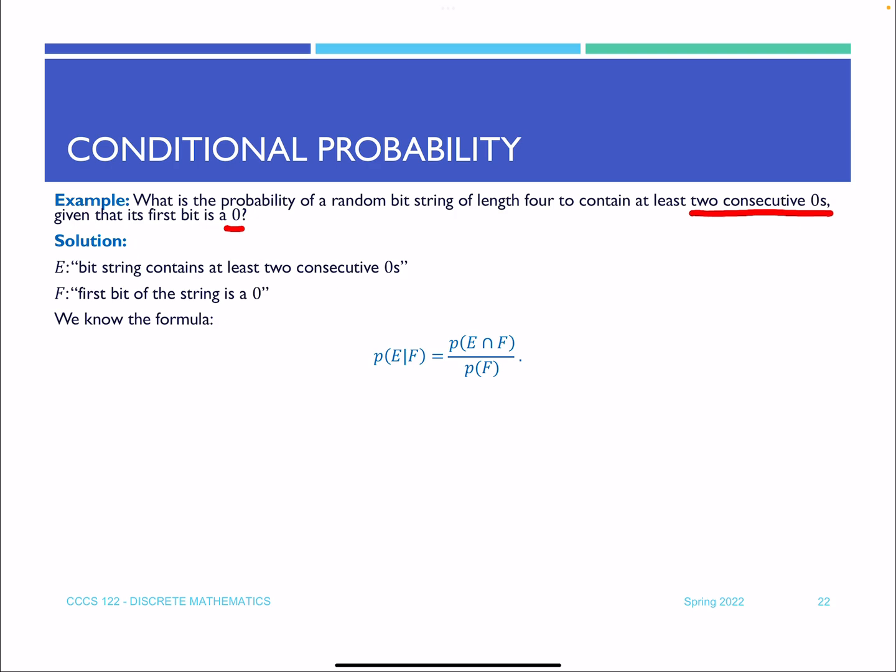That helps us understand what we need. First, let's understand which outcomes are in this intersection event. The intersection event where the first bit is already 0 means all of these outcomes that you see, and there are at least 2 consecutive zeros. This one we have 4, we've got 3, we've got 2, we've got 2, and we've got 2 over here.